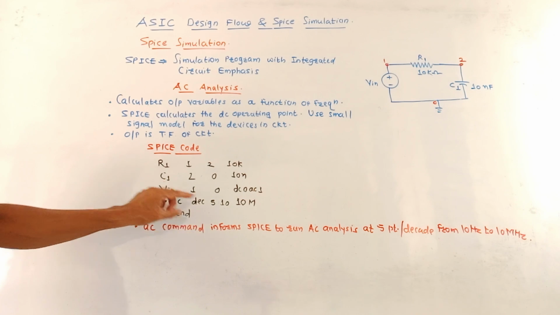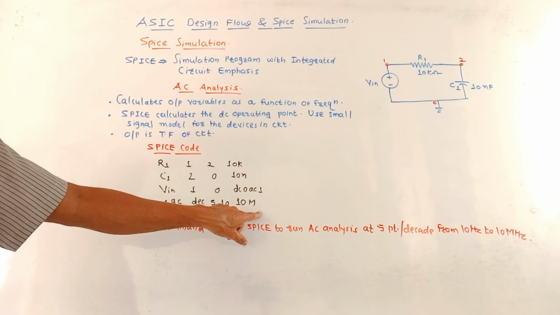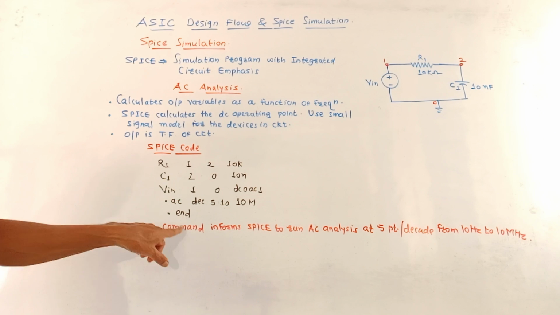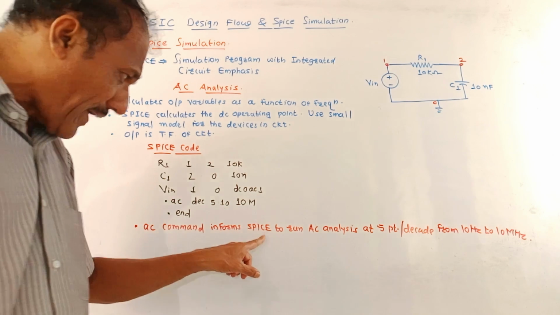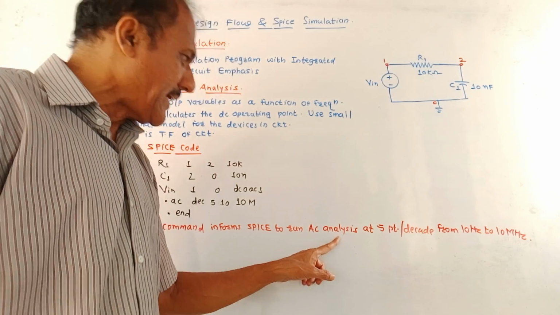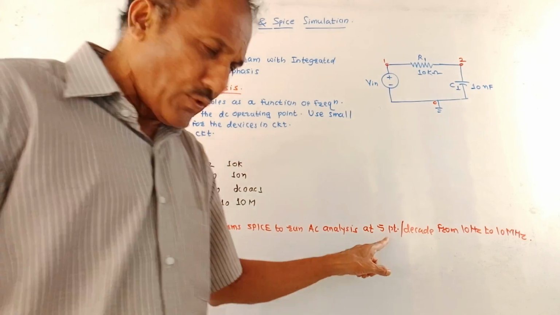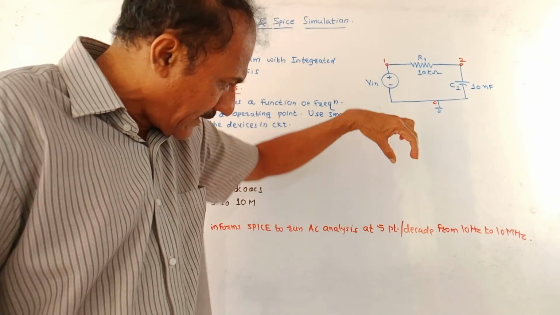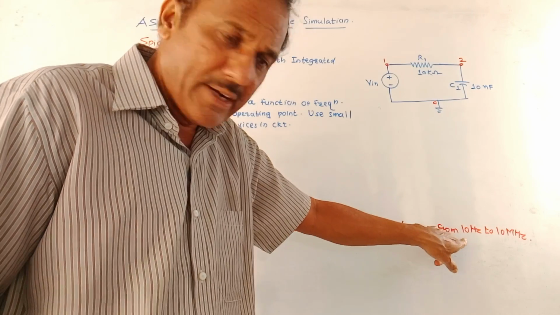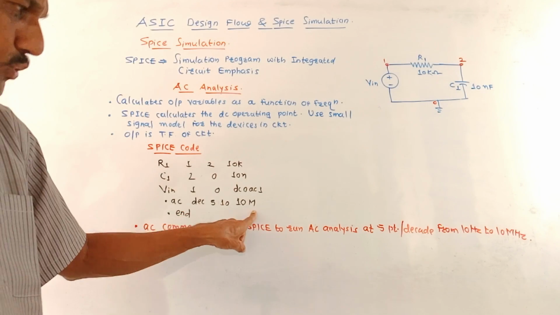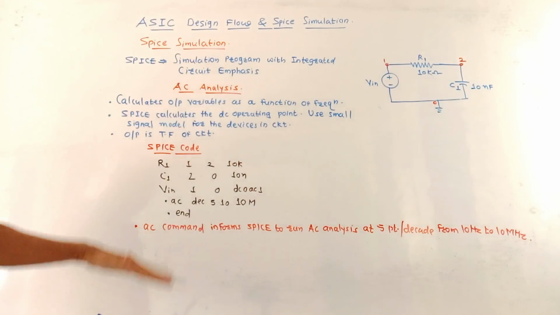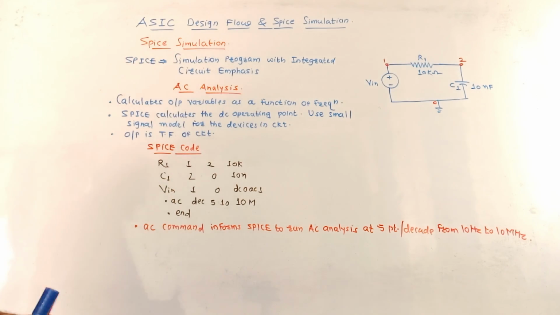Then this command .ac DEC 5 10 10meg. This .ac command informs SPICE to run AC analysis at 5 points per decade. So this value indicates we have to perform the AC analysis at the rate of 5 points per decade from 10 hertz to 10 megahertz. So this is the SPICE code for the AC analysis.